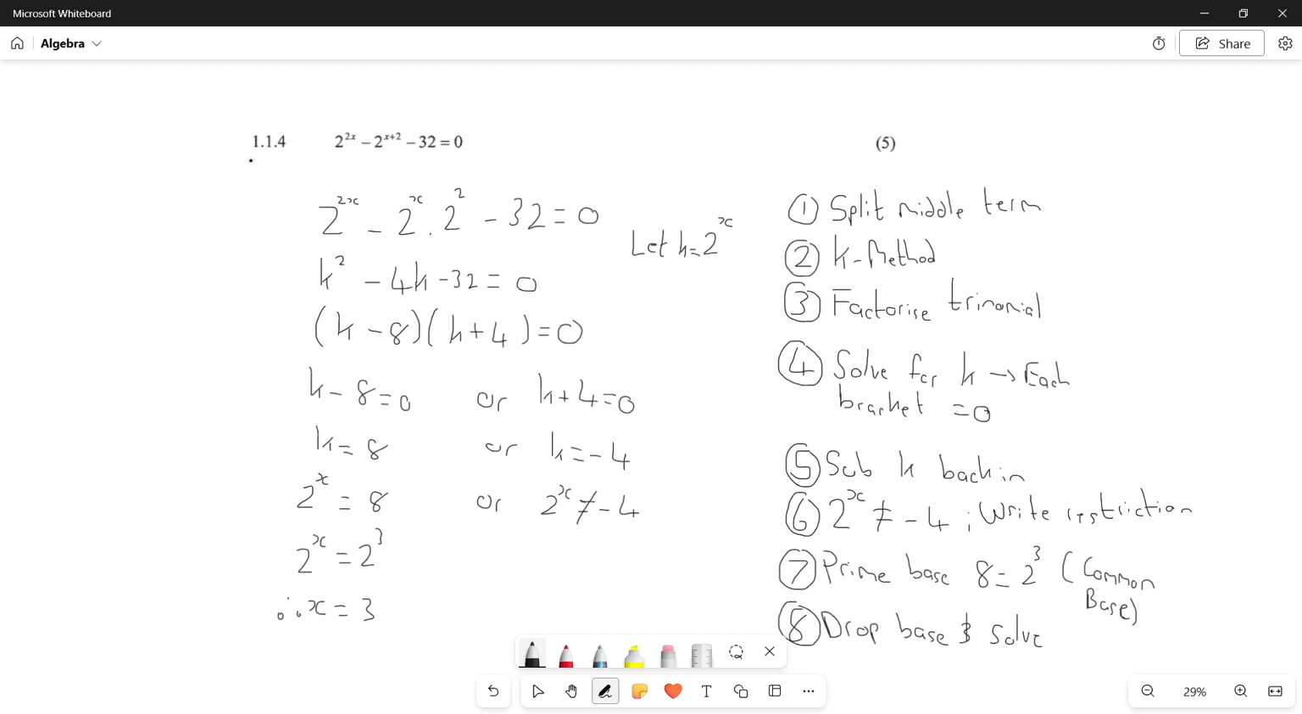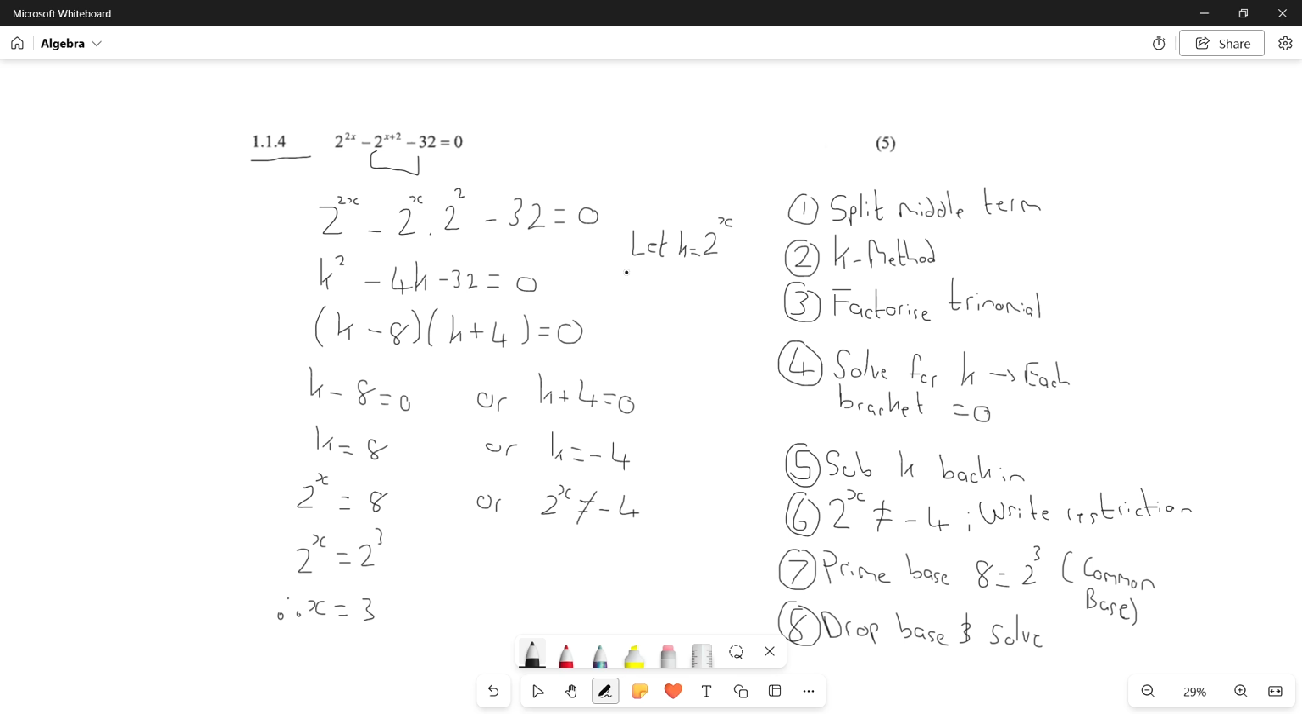Cool. 1.1.4 is usually some sort of k method. In this case, we have an exponential equation here. So what we can do first is split up this middle term into 2 terms like this, where we have 2 to the power of x times 2 to the power of 2, because that is the same as saying 2 to the x plus 2.